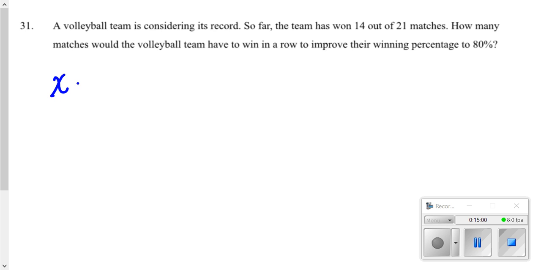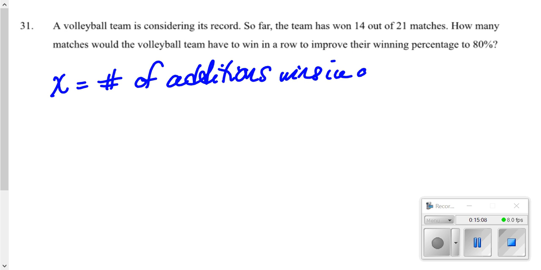So let's have X equal the number of additional wins in a row. And because we're saying they're winning them in a row, that's also going to be the number of games that we're going to add on. Also the number of additional games. And so it's not like we're looking at the situation of they win the next one, but then they lose the next two, and then they win the next four, and then they lose one. We're not looking at that. We want them to win, win, win, win, win. And if they did that, how many wins would they need to bring it up to 80%?